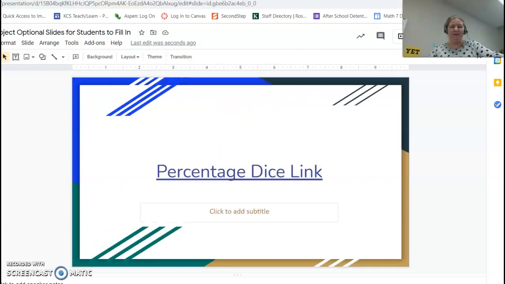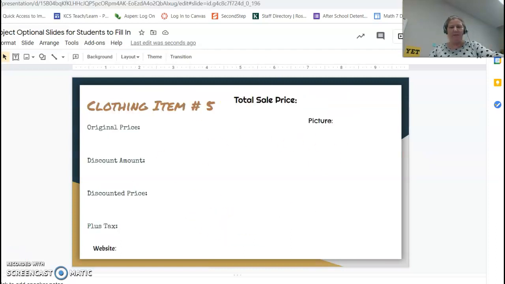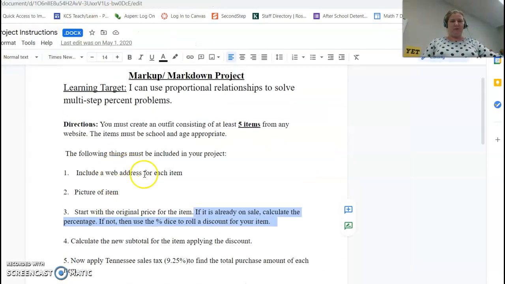And your teacher may decide not to make you do the credit card piece right now. We may come back to that. But that is your project. So have fun. Make sure that it is school appropriate with all of your selections. And reach out if you have questions.